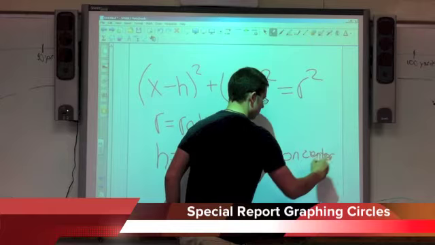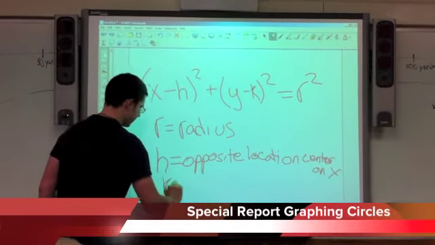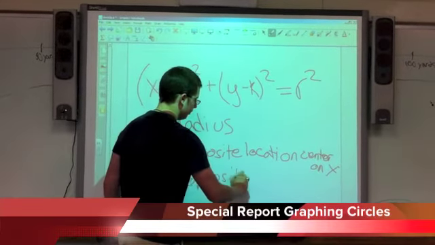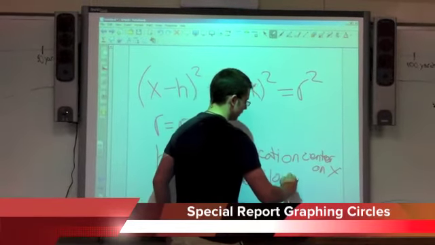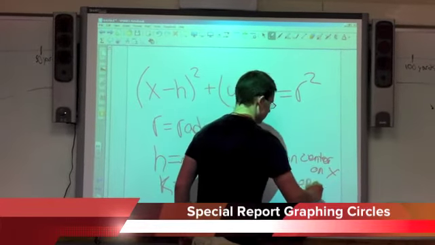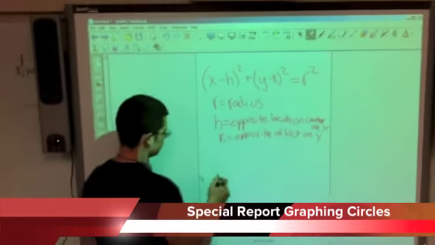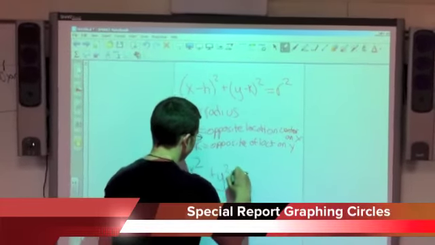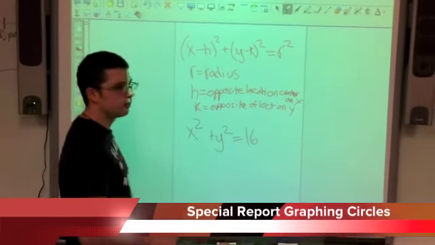K is the opposite of the location of the center on the y-axis. To graph these on the graphing calculator, you would need to take a simple equation such as x squared plus y squared equals 16. Now, to do this, you would have to solve for y.